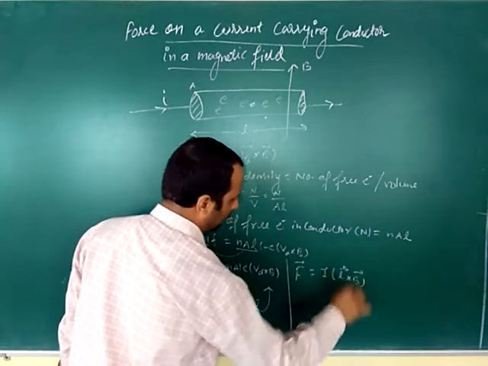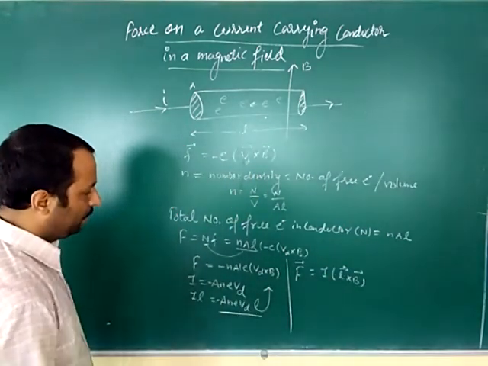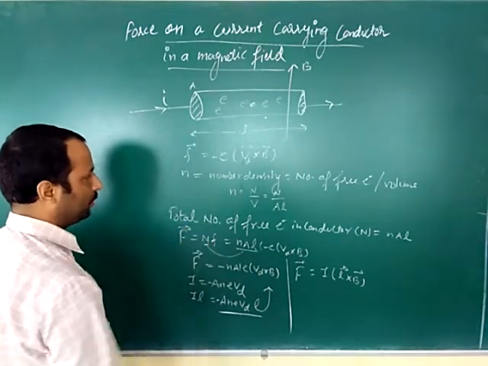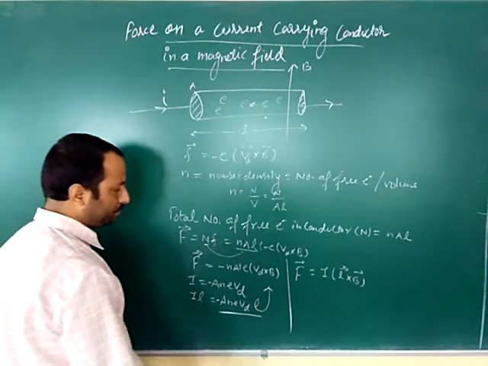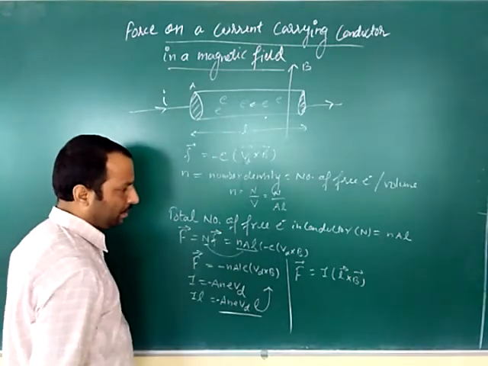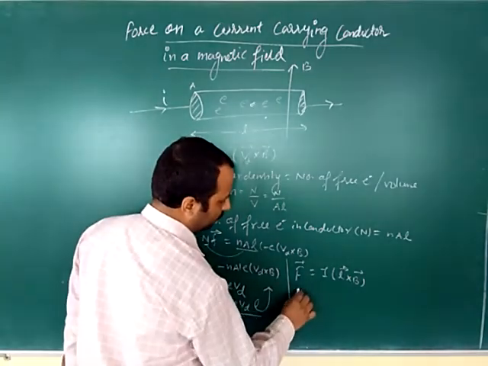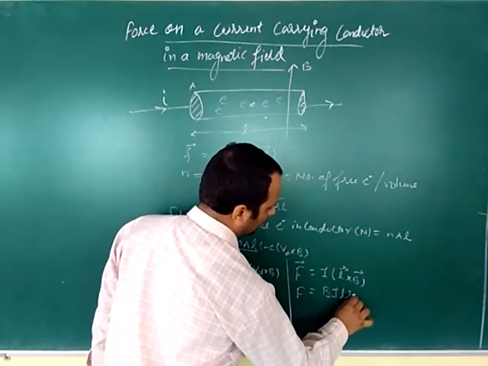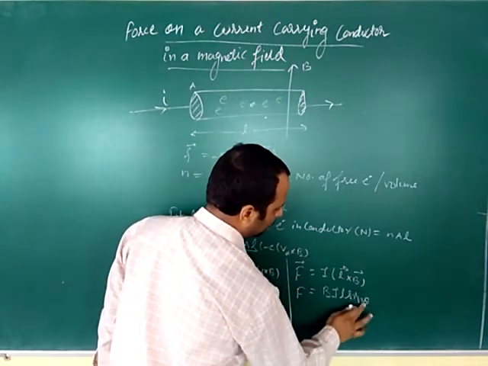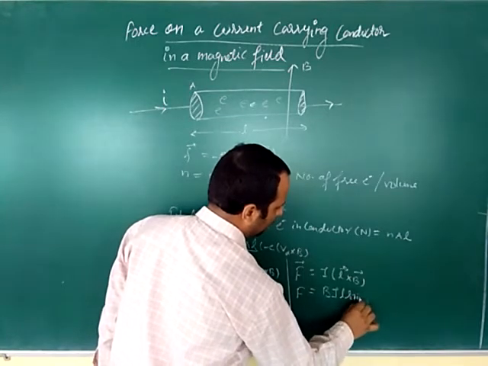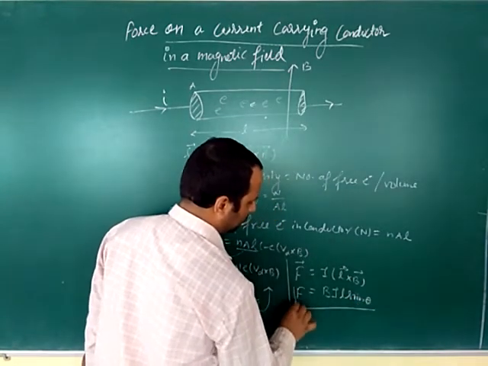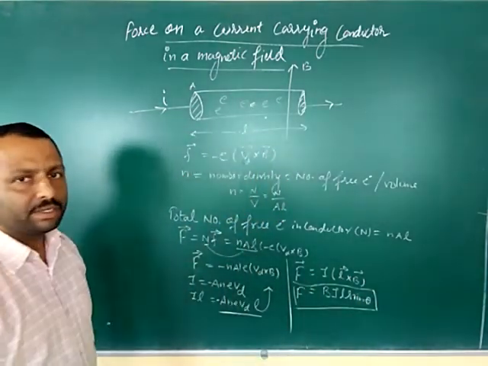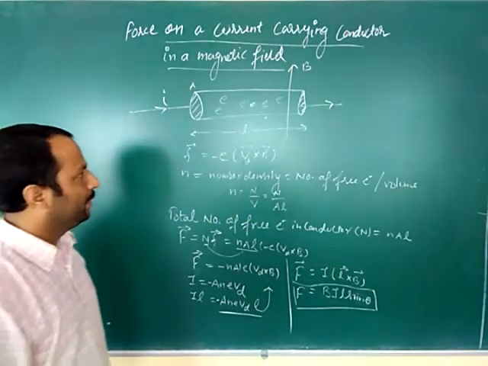In terms of the vector notation, it is like this. Here also, if we are using the cross product, we have to put the arrows. So if we remove the cross product, force is equal to B I L sin theta. How much? B I L sin theta. This is the total force experienced by a current carrying conductor in the magnetic field.